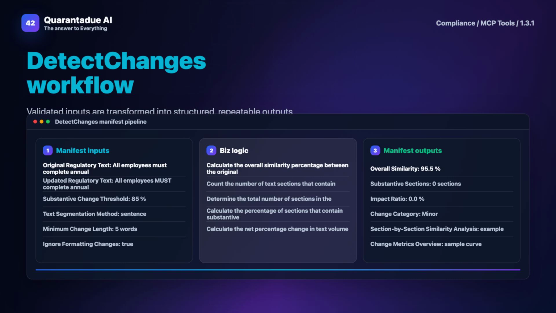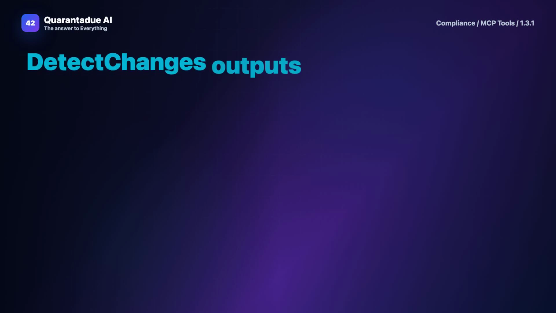Calculate the percentage of sections that contain substantive changes relative to the total number of sections, and calculate the net percentage change in text volume between the original and updated versions. This keeps the process deterministic, reviewable, and aligned with how compliance teams actually make decisions.